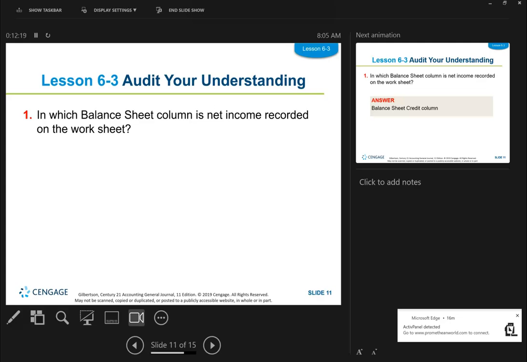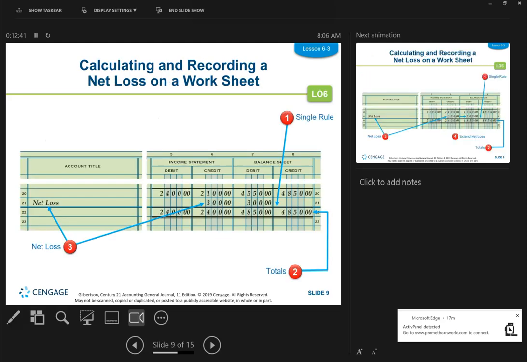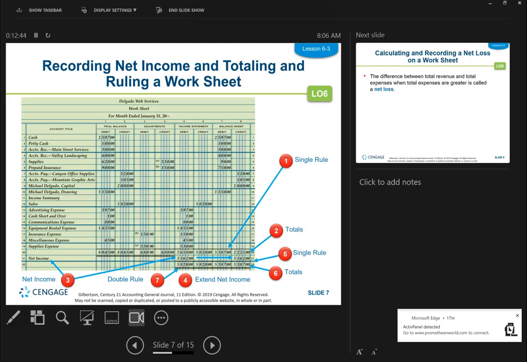All right. In the balance sheet, which column is the net income recorded on the worksheet? I'm sorry, in which balance sheet column is the net income recorded on the worksheet? So let's go look back here. Net income. Well, it's also recorded here because it wants the balance sheet, right, is what it asked for in the question. So in the balance sheet credit column.